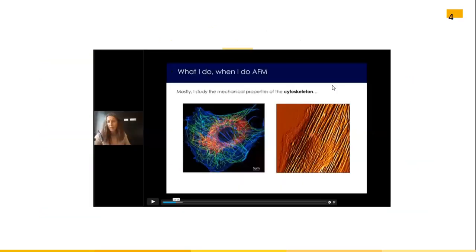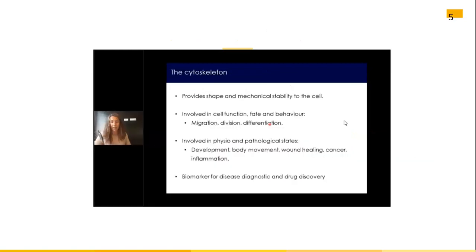Dr. Guevara, in her work in AFM, studies primarily the mechanical properties of the cytoskeleton, which is the structure shown on the bottom left. The cytoskeleton is important to our research because it provides shape and mechanical stability to the cell. It is involved in many cell functions and behaviors, such as migration, division, and differentiation.